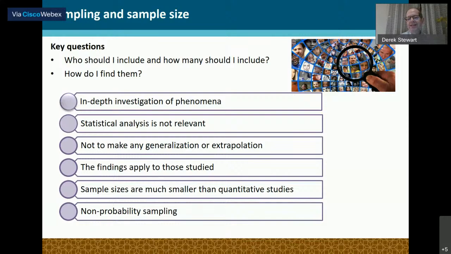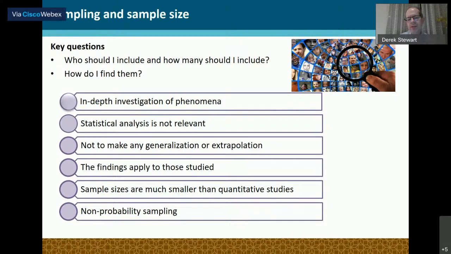And I've had scientists say to me in qualitative research, what was the power of the study? Which is not a relevant question at all. It just shows a complete lack of understanding of what we're doing in qualitative research. So we can't statistically calculate a sample size.